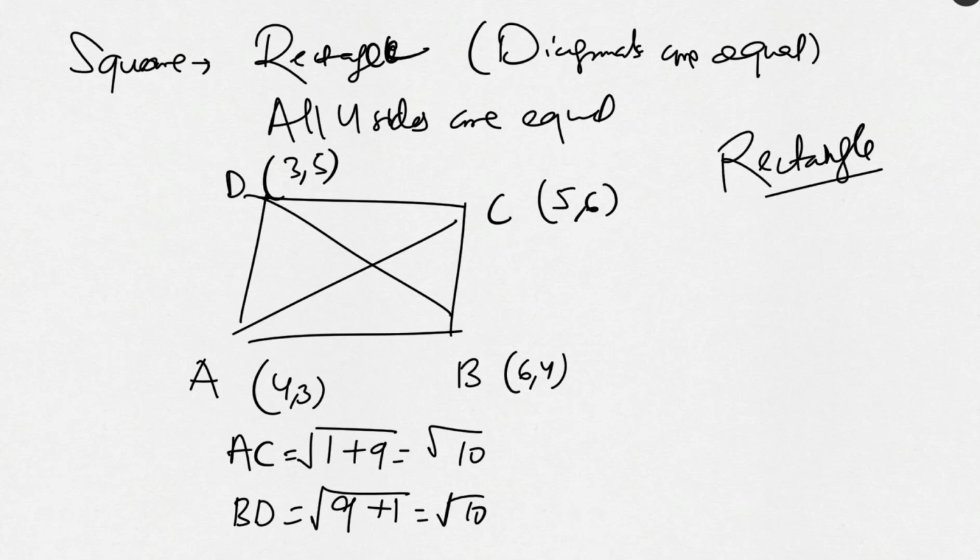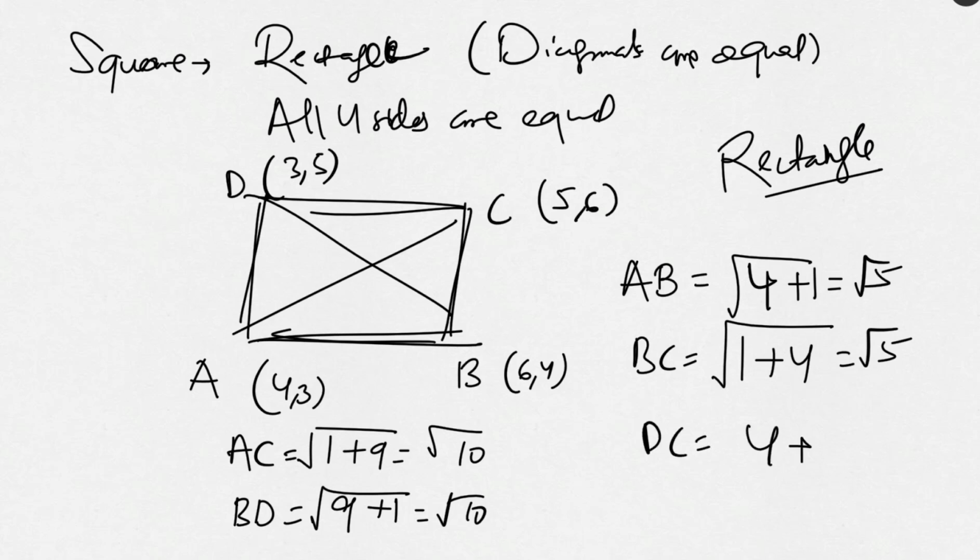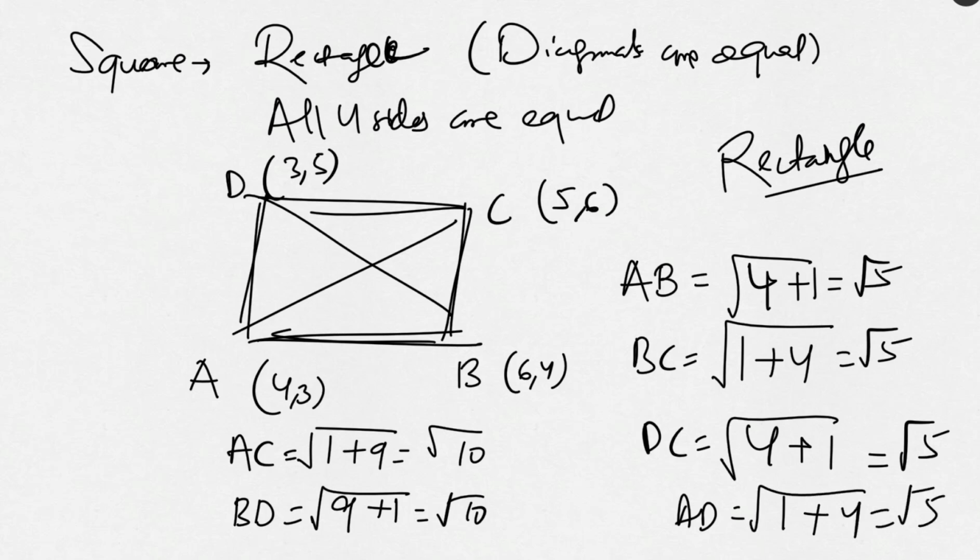And to prove that this rectangle is a square, you can just check the length of each side. That is easy to calculate, right? AB is what? 4 minus 6, 4, plus 1. That is square root of 5. BC is 6 minus 5, 1, plus again 4, square root of 5. DC is 5 minus 3, 4, plus 1. This is also square root of 5, and AD is 4 minus 3, 1, plus 5 minus 3, 2, 4. So hence this is a square.